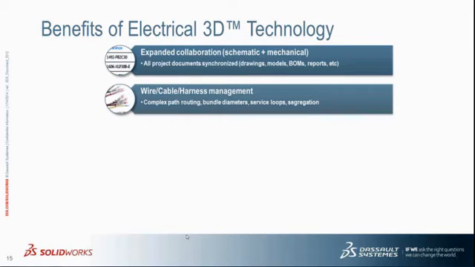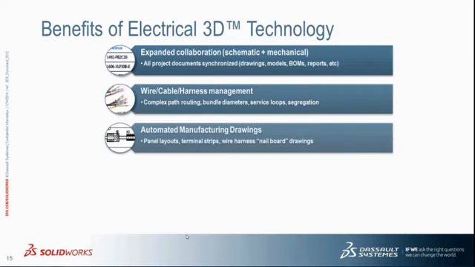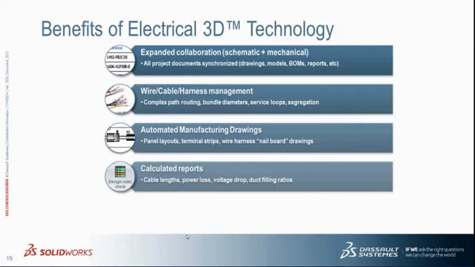Now, secondly, when we get into 3D, as you saw from that rendering, we can do a lot with wires. In fact, we include powerful tools for managing the paths that your wires will follow, the segregation of how wires need to be separated from each other, and more. So there's a lot of capability in there. And on top of that, we'll create and manage manufacturing drawings like your panel layouts and harnesses, form board drawings for wire harnesses and so forth, and your terminal strip drawings.